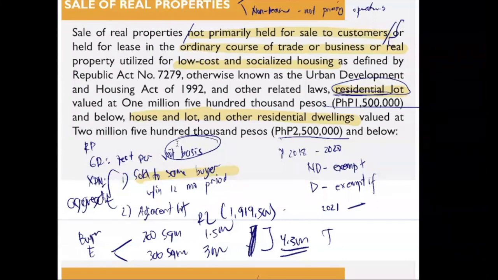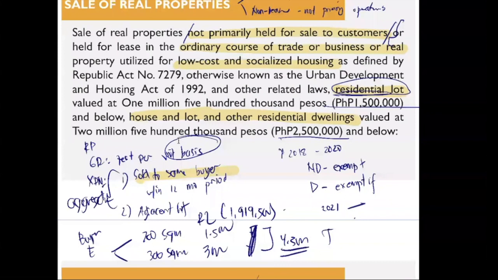starting January 1, 2021, the VAT exemption shall only apply to sale of real properties not primarily held for sale to customers or held for lease in the ordinary course of trade or business, sale of real property utilized for socialized housing as defined by Republic Act 7279, and then sale of house and lot and other residential dwellings with selling price of not more than 2 million pesos.